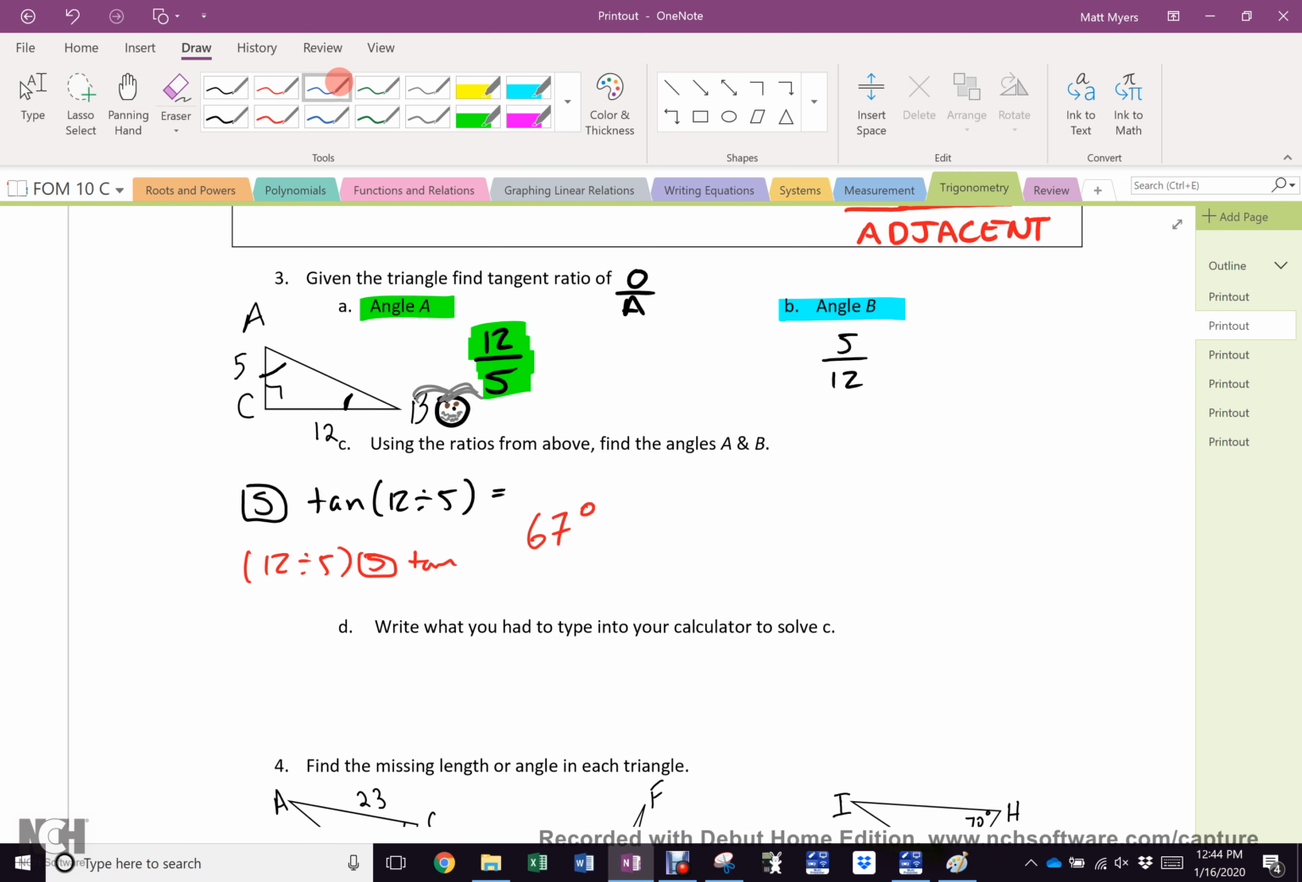But let's check it anyway. What do you punch in to get angle B? Same thing. Either shift, tan, bracket, 12 divided by 5, close brackets, equals, or 5 divided by 12, close brackets, shift, tan, and no equals. What do you get there? 22.6, which rounds up to 23 degrees.